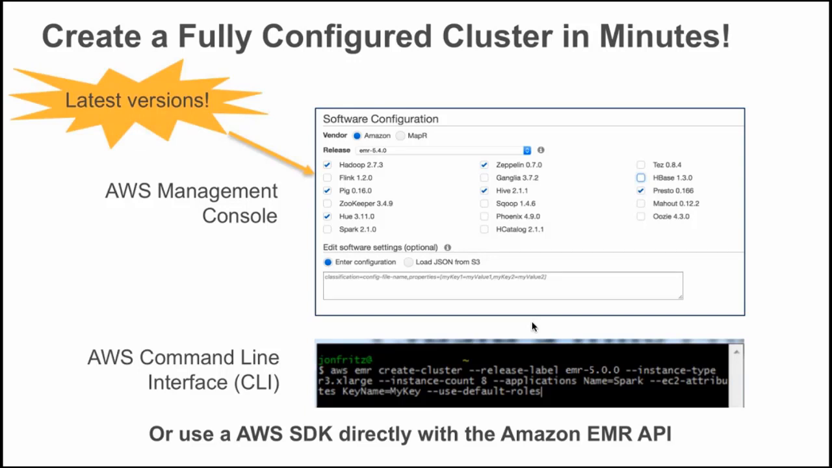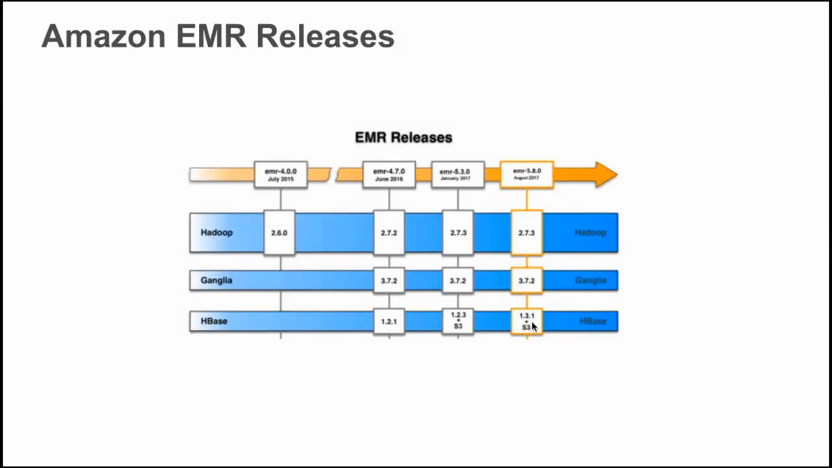And I just wanted to point out that the latest versions are made available as latest as we possibly can make them available through EMR for you as well. Right, so you'll notice there's a concept of EMR releases. I just wanted to highlight what that means. EMR releases are a bundling of versions of software, right? So in this case, when you see EMR 5.8.0 released in August of 2017, that means a specific version of Hadoop, a specific version of Ganglia, a specific version of HBase, etc. And so this is how we cluster releases together and then ultimately combine those to be EMR releases.